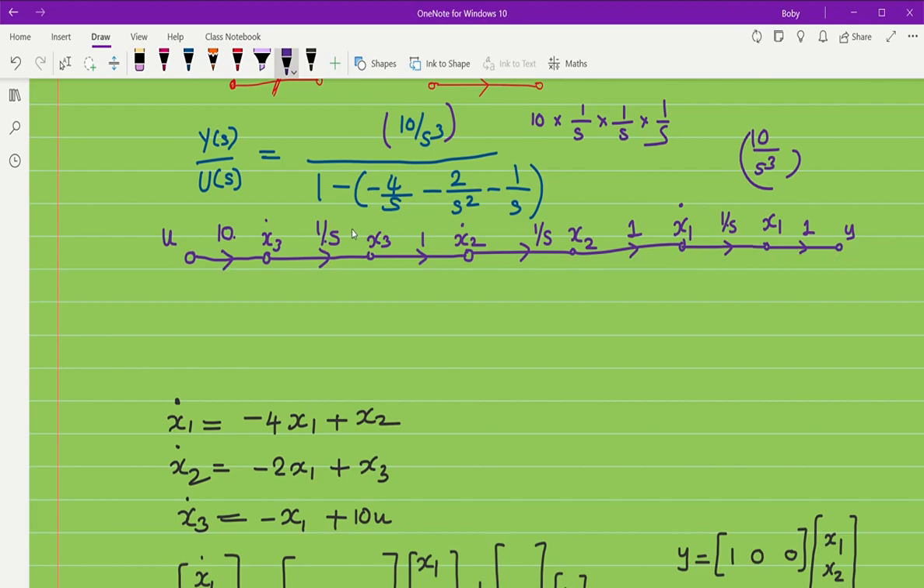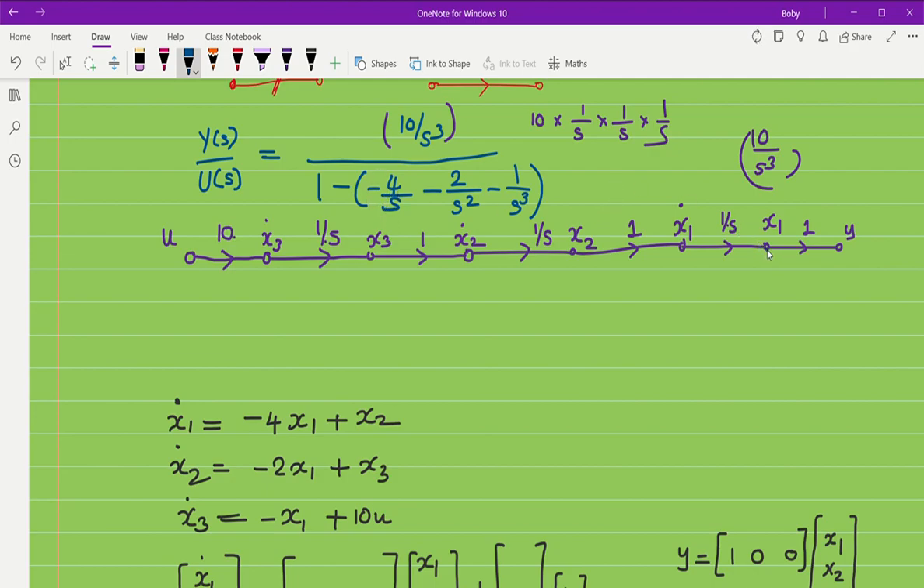Now let us look at the denominator. The denominator is 1 minus the sum of loop gains. We can see 3 loops: minus 4 by s, a loop of minus 2 into 1 by s square, and a loop of minus 1 by s cube. Here there was s cube, so a loop of s cube.